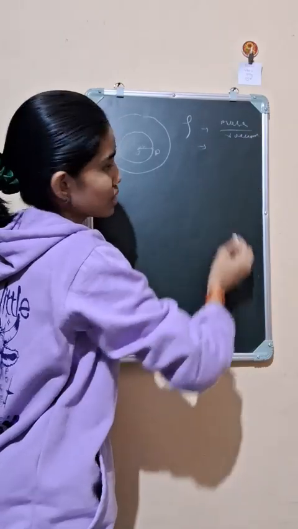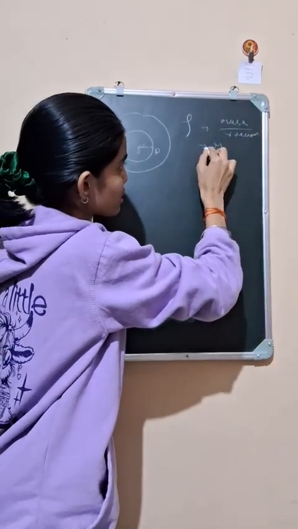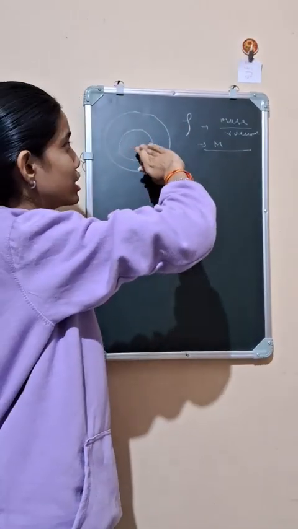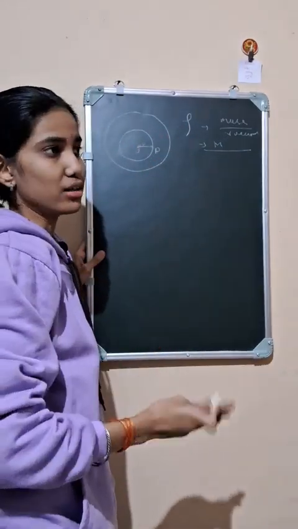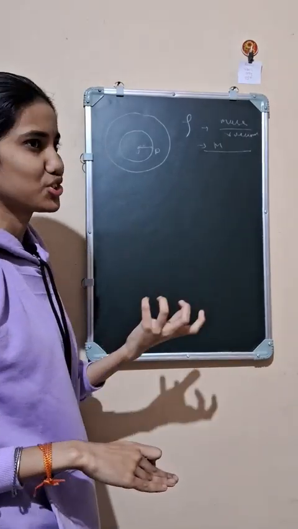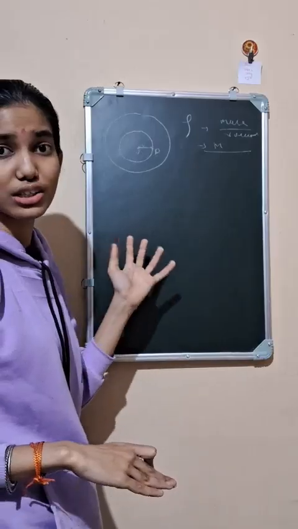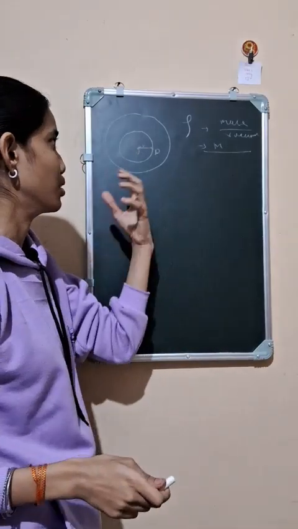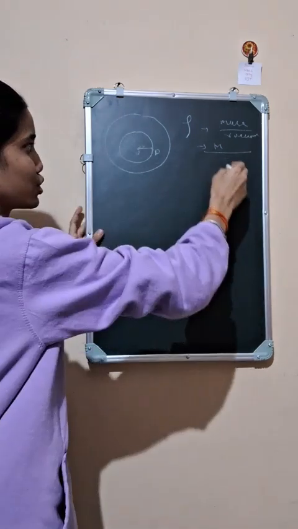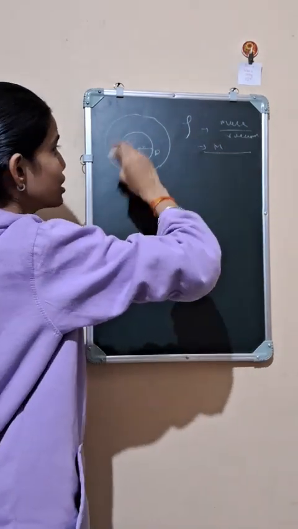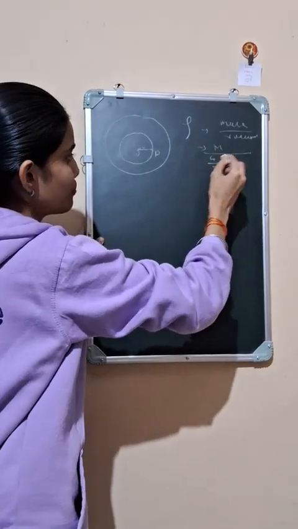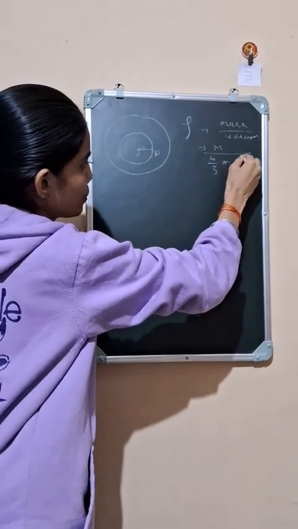So what is the mass? Let us suppose the mass of the sphere is M. In the last diagram I showed you that the radius of the sphere was capital R. So here I am also taking capital R as the radius of the solid sphere. So volume will be equal to 4 by 3 pi R cube.